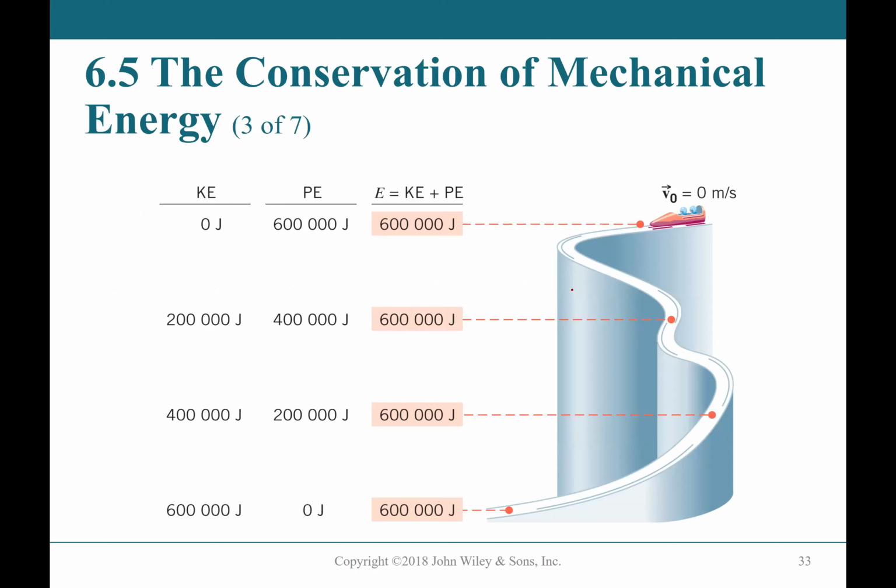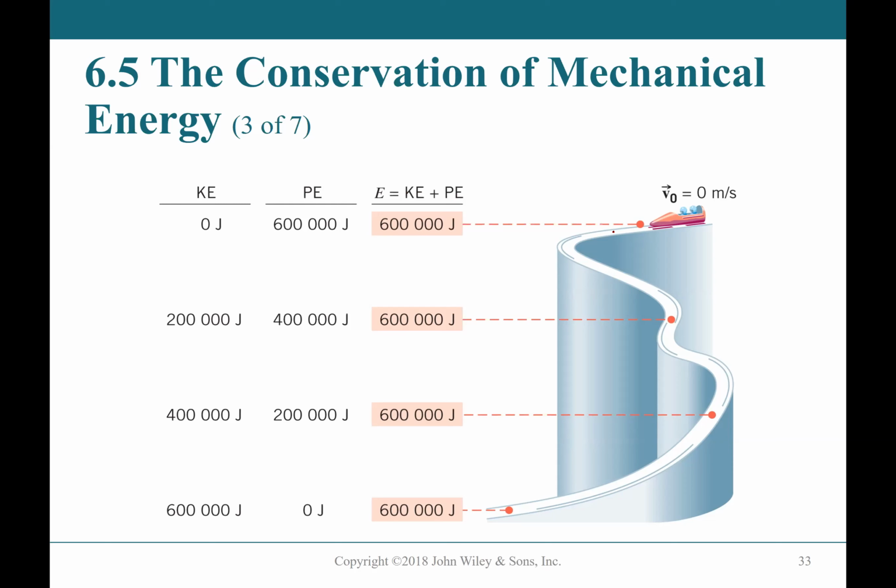What we have here at the very top is this car. And the initial speed is zero. The initial speed is zero, meaning what? There is no kinetic energy. So the kinetic energy is zero. All the energy that it has is because of its height. So that's potential energy. So the total energy is the kinetic energy plus the potential energy.